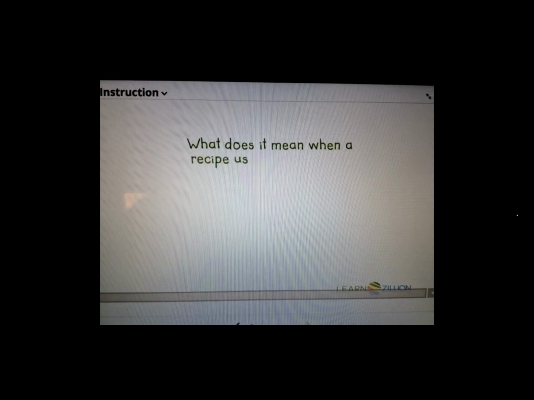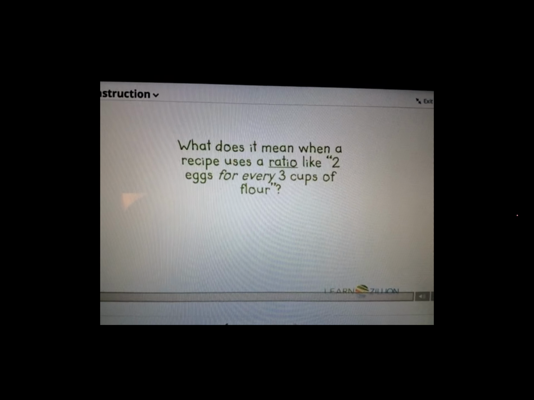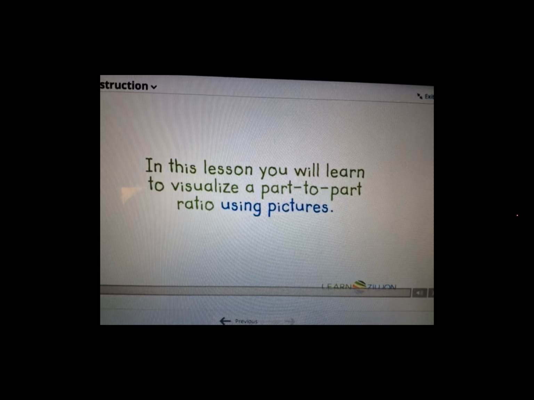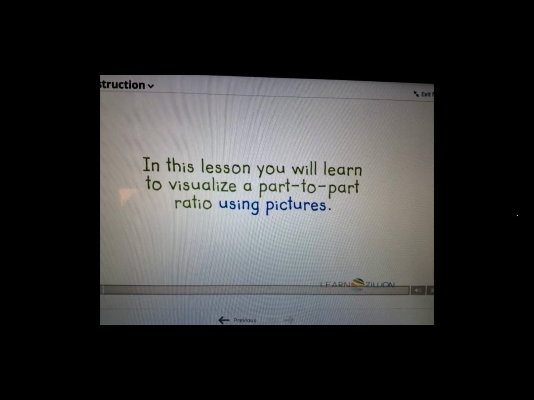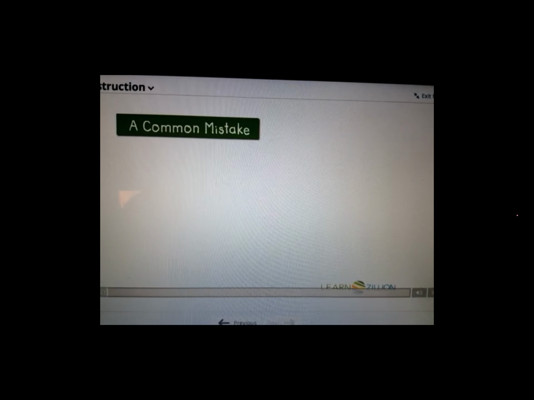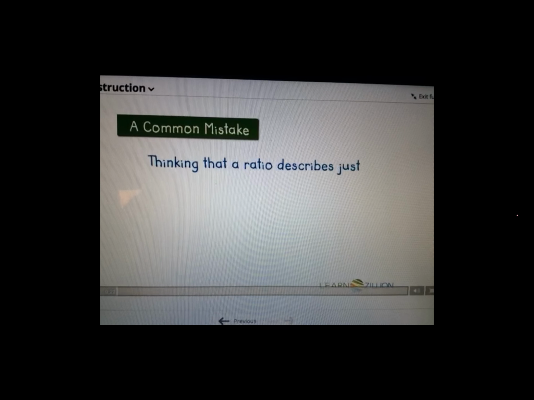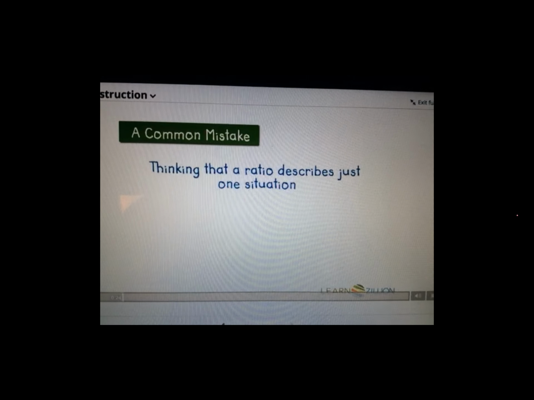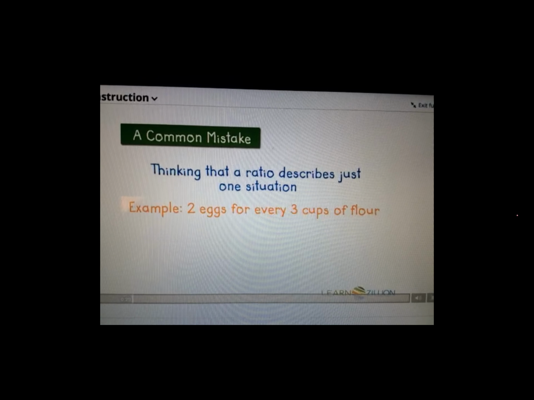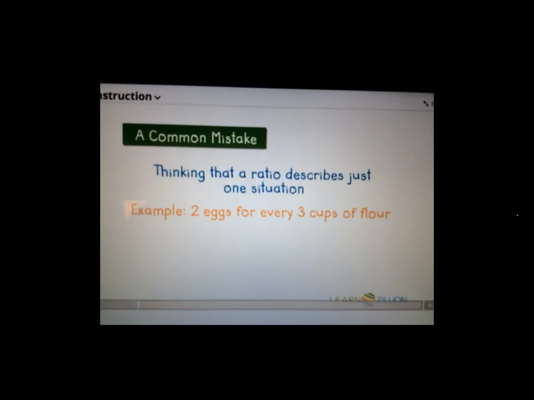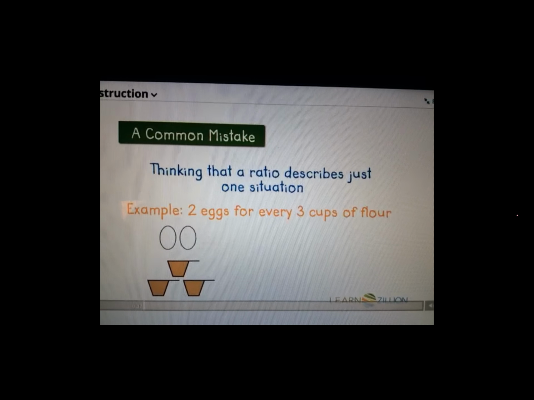What does it mean when a recipe uses a ratio like 2 eggs for every 3 cups of flour? In this lesson, you will learn to visualize a part-to-part ratio using pictures. A common mistake that students make with ratios is thinking that a ratio describes just one situation. So in our example, we have a pancake recipe, 2 eggs for every 3 cups of flour. A student might look at that and draw 2 eggs and 3 cups of flour and think they're done.